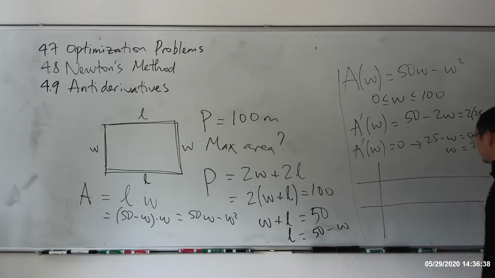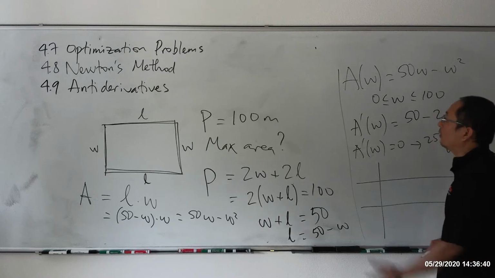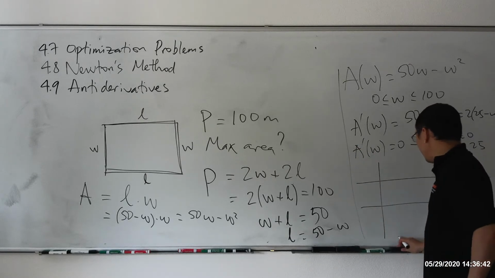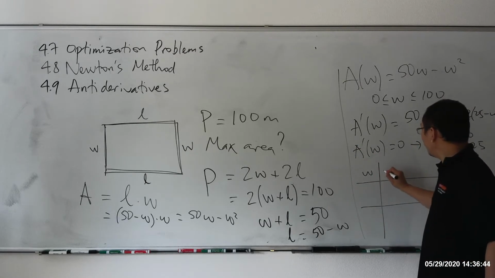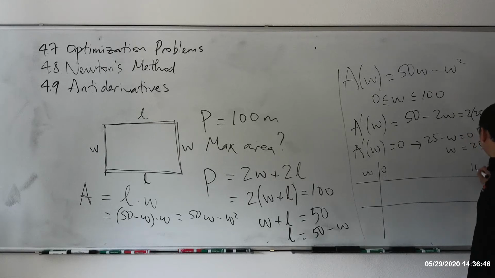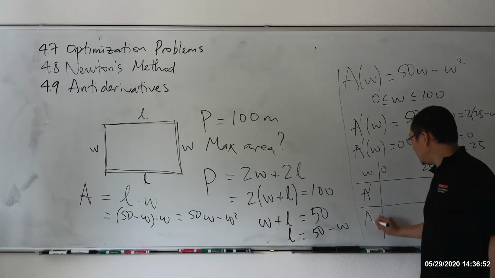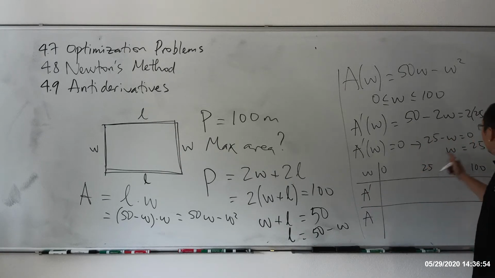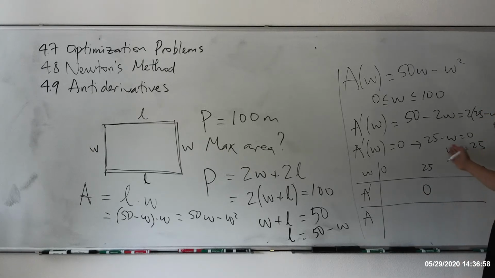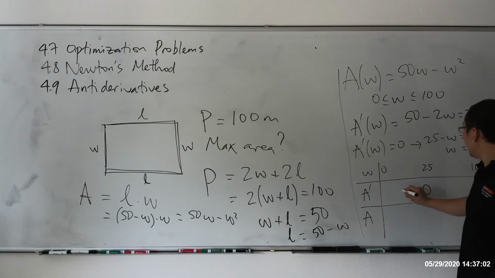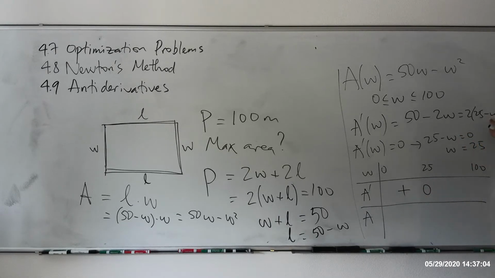In here, I'm not using the second derivative test at all because I'm looking for just max or min, so I don't care about concavity. W runs from 0 to 100, and the critical value is 25 right here. This is the derivative, and this is A. When W equals 25, the derivative is 0. When W is less than 25, say W is 24, this is a positive number. W is bigger than 25, say 26, and it's a negative number.